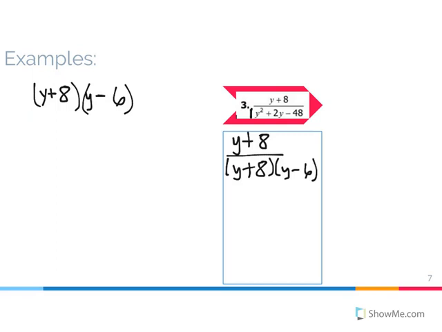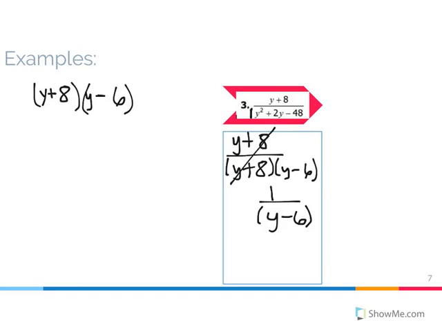So then my factors are y plus 8 and y minus 6. Now we're going to divide out our binomials. Then I'm just left with, be careful, because that y minus 6 is on the bottom. So I actually have a 1 divided by y minus 6. Just be careful. It does not just turn into y minus 6.